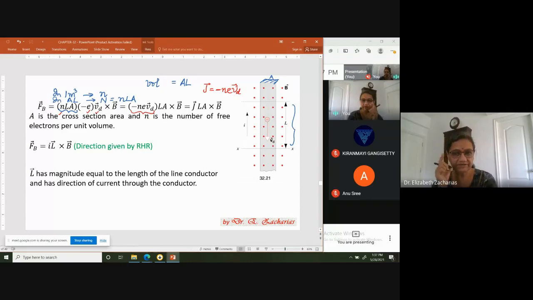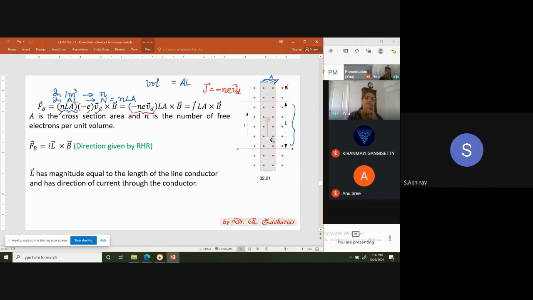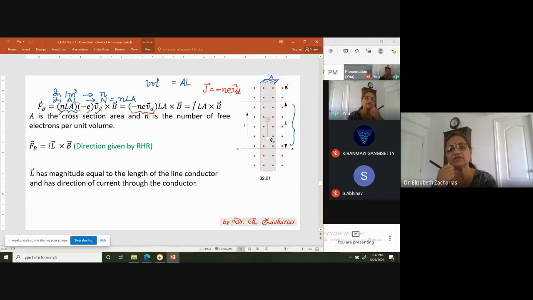One student in the class had sent me a message on this. Why this minus? Anyone? The current direction is opposite to the direction of the flow of the electrons. That is convention. So that minus. VD vector is anti-parallel to J vector. J vector on the other hand is I by A, current by A. Okay, so instead of minus nevD, we will write J. So J into LA cross B.